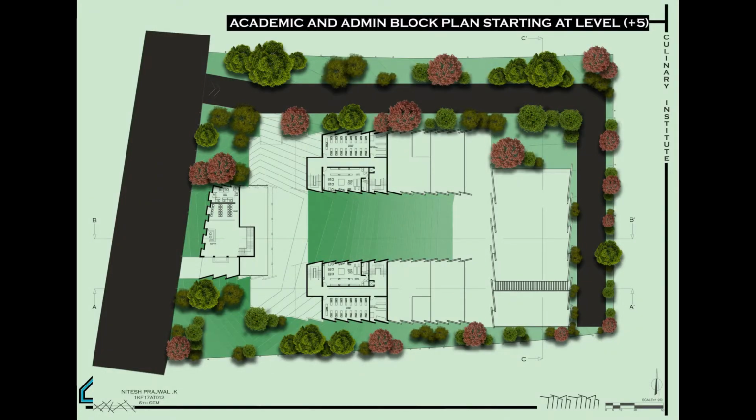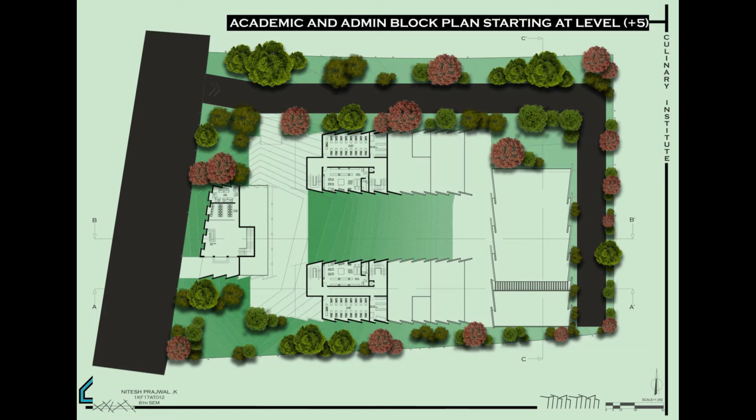Academic and admin block plan starting at level +5. Here, the main part of the institution is the culinary kitchen, where students learn about food and its preparation, or cooking. Each block contains one culinary kitchen and one bakery kitchen. On the same floor, there is a storage room, cold and dry. The culinary kitchen has a capacity of 40 students at a time, and the bakery kitchen has a capacity of 30 to 35 students.